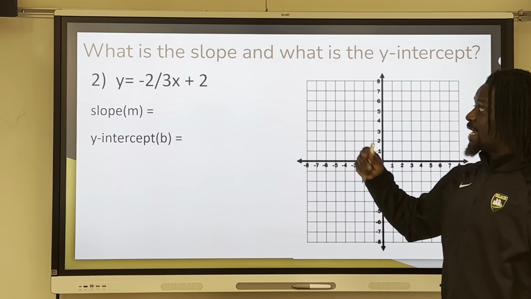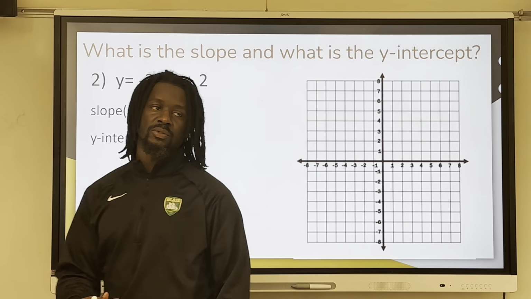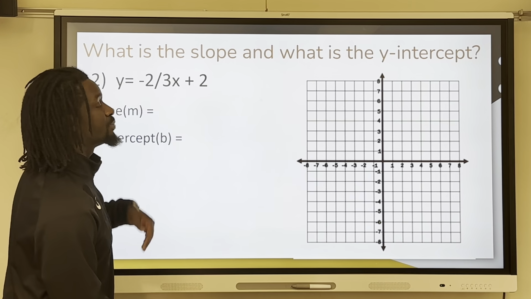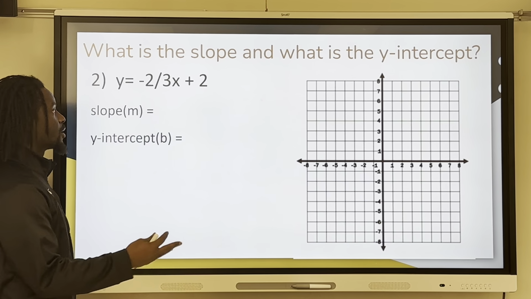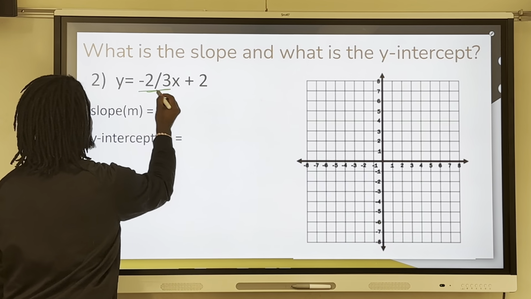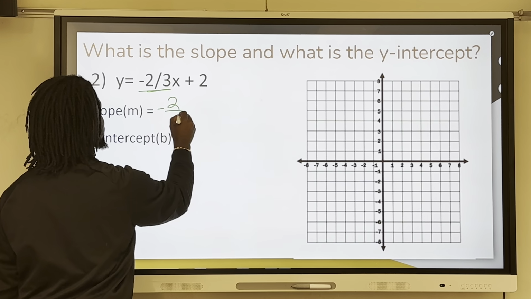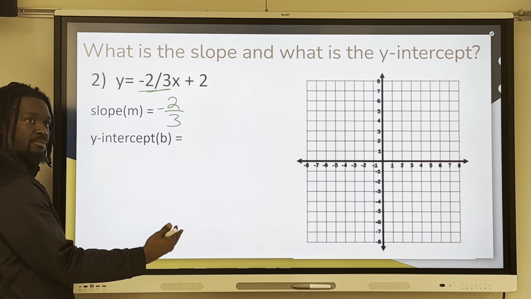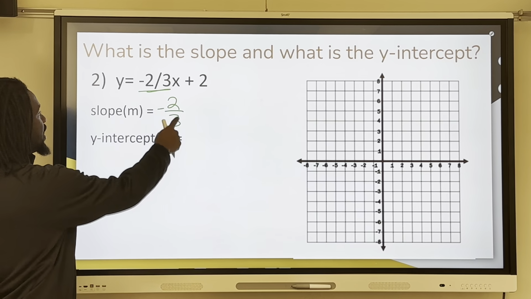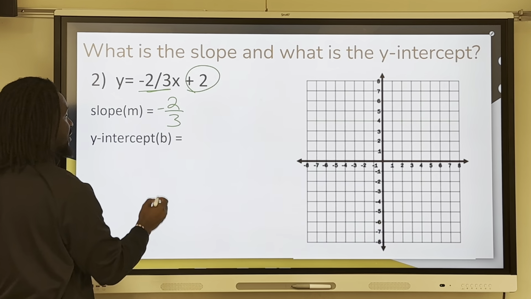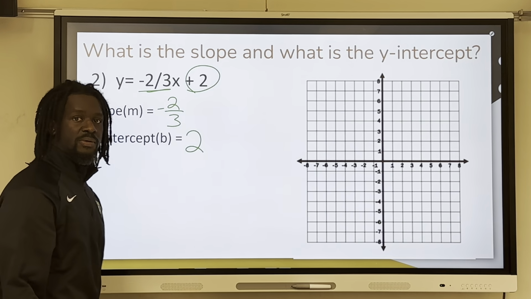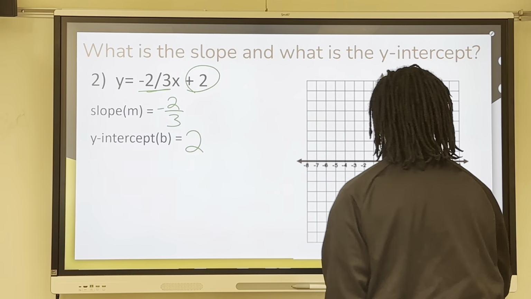All right, so this next one, we got y equals negative 2/3 x plus 2. So for this one, what is the slope? Well, the slope is this part right here, the negative 2/3, because that's the m, and y equals mx plus b. And then what is the y-intercept? Well, it's this, the plus 2. So the plus 2 is the y-intercept.